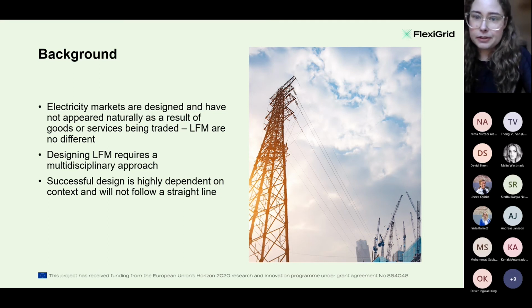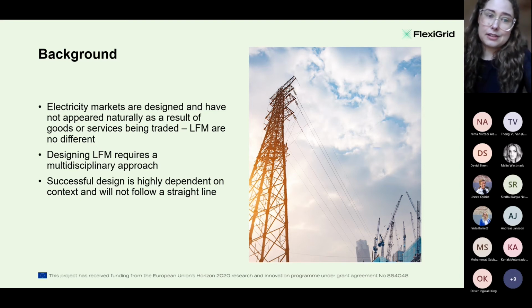And the local flexibility market will also not be appearing naturally. It will involve quite heavy regulation. It will also involve lonely actors, such as the opposite of a monopoly, which is the lonely buyer, which is likely to occur in at least some of the market structures. And also completely new actors that have never been involved in this quite complicated industry. So this is quite challenging, and designing a local flexibility market will require a multidisciplinary approach.